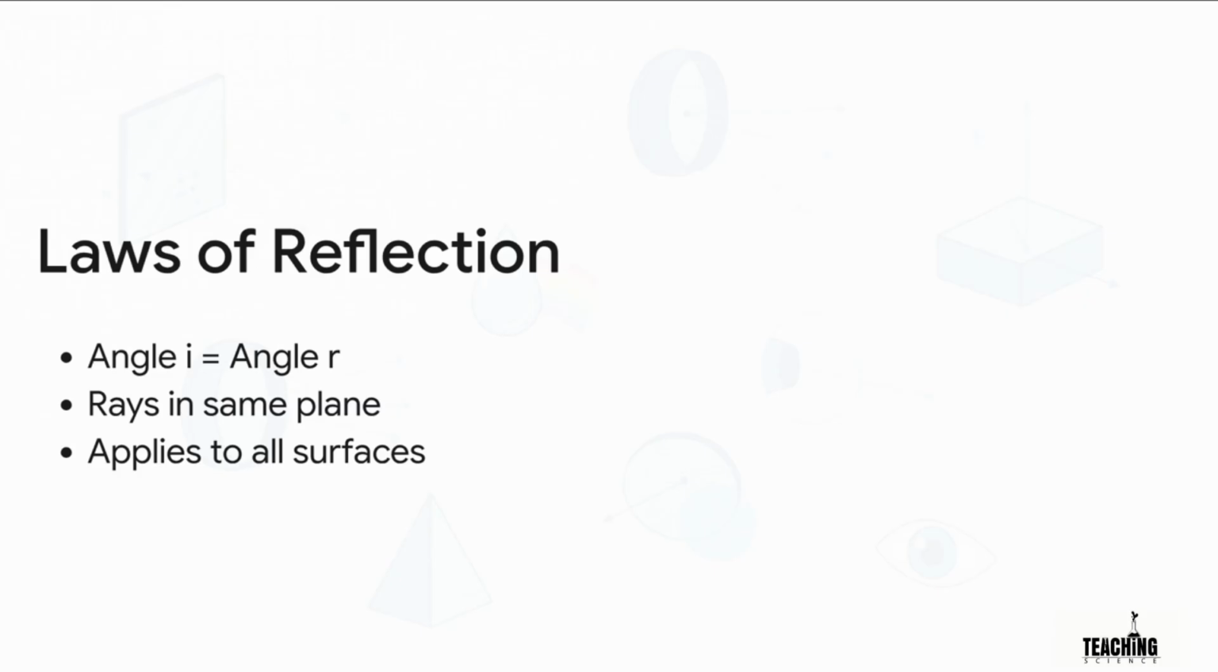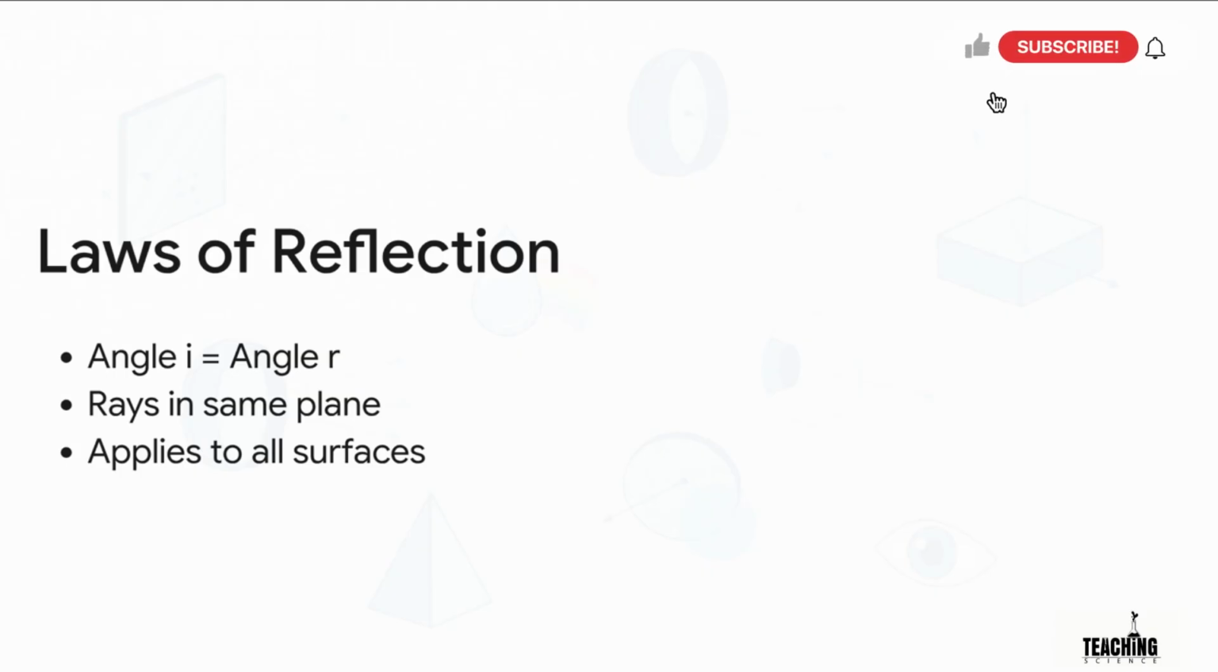Now, what's really interesting are the two absolute rules that reflection always follows. First up, the angle of incidence is always equal to the angle of reflection. Second, the incident ray, the normal, which, by the way, is just an imaginary line drawn perpendicular to the mirror, and the reflected ray all lie in the exact same plane.